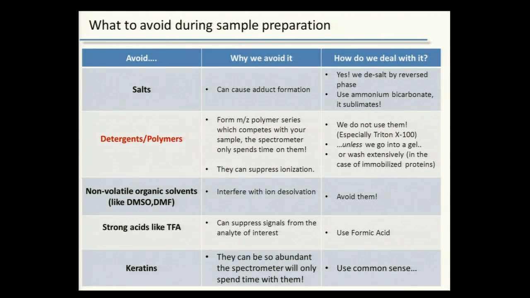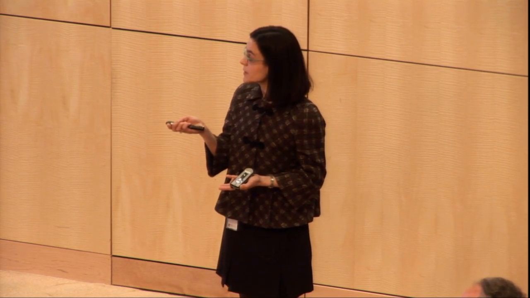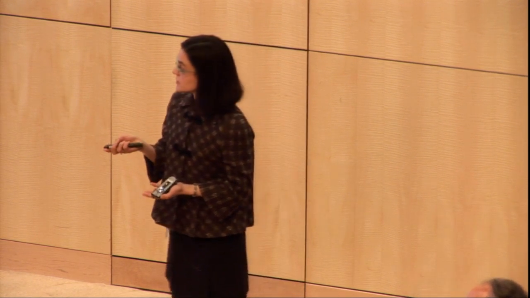Other things are strong acids like TFA, and TFA is something that people don't normally think about because it's such a good ion pairing reagent. It gives you beautiful chromatography. You would think it's a great thing to have, but because it's an ion pairing reagent, it will suppress the signals from the analyte. So what we use is formic acid. It gives us nice peak shapes. We're able to get chromatography using it, but it won't suppress our signal.